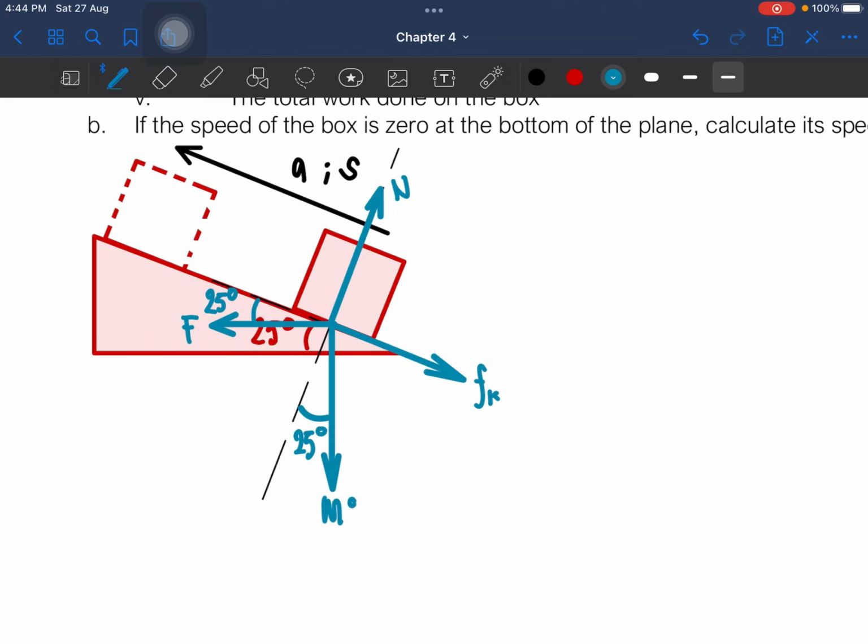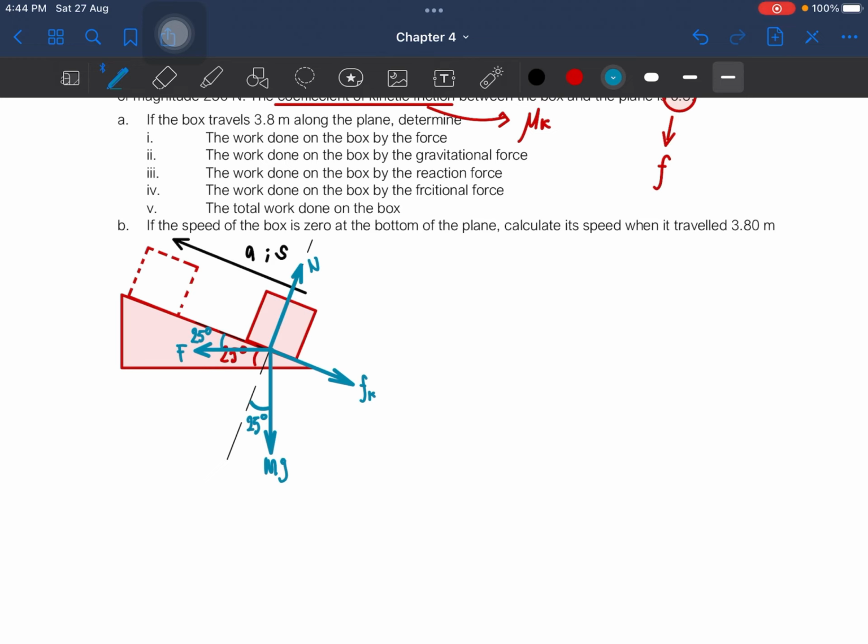Okay, all right, so now given is the displacement punya value, which is equal to 3.8 meters. So what we need to do is we need to calculate the work done for force, gravitational force, reaction force, and frictional force. Ada salah eja lah. I have to edit this before I give you. Frictional.